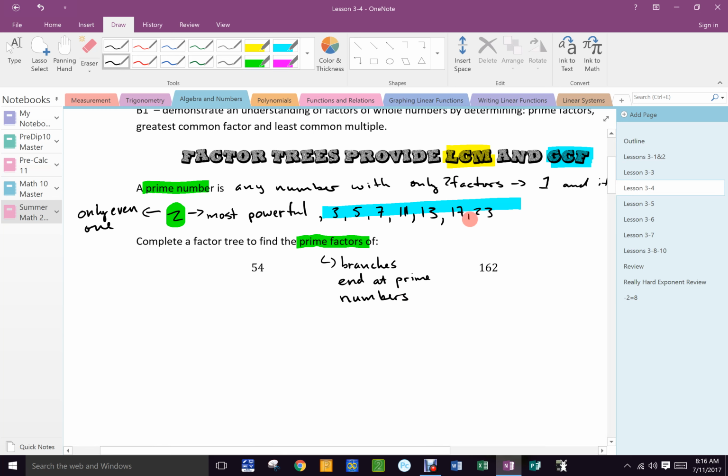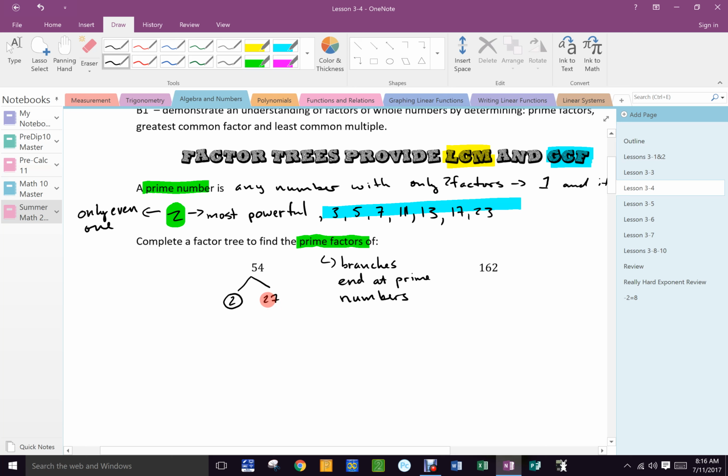Brooklyn? 2 and 27 works great. 2 and 27. And I'm going to circle 2. I'm circling 2 because it's a prime number, okay? Then I continue to break it down because 27 is not a prime number, so it can't be at the end of a branch. Everybody understand?